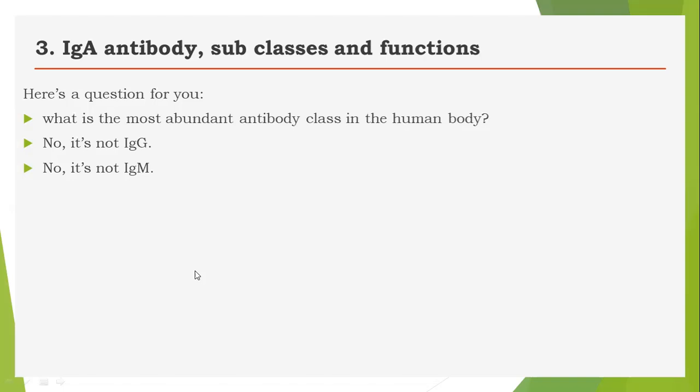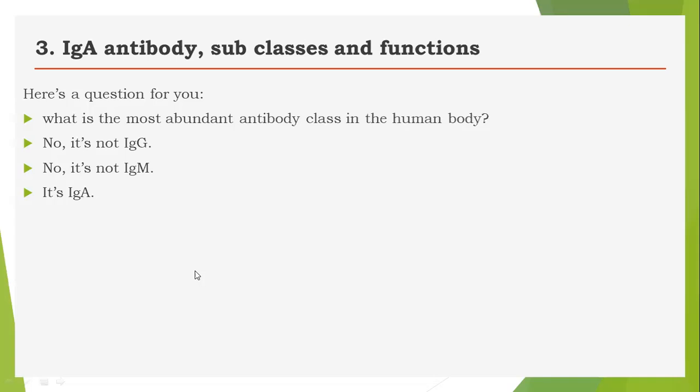However, let's go further. The most abundant antibody in the body is IgA. I hope I'm not confusing you there. There are two things we're describing: abundance in blood and abundance in the body as a whole. So when we talk of blood, we're talking of IgG. When we talk of the entire body, we're talking of IgA.